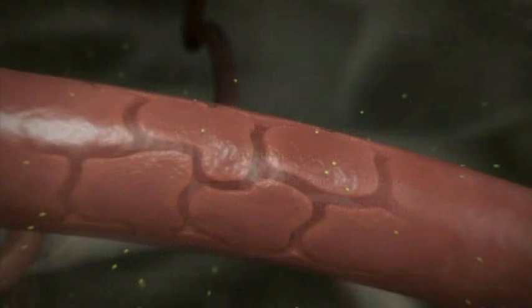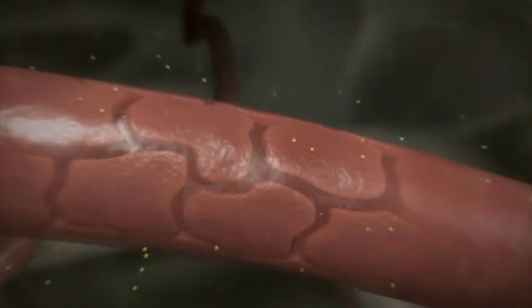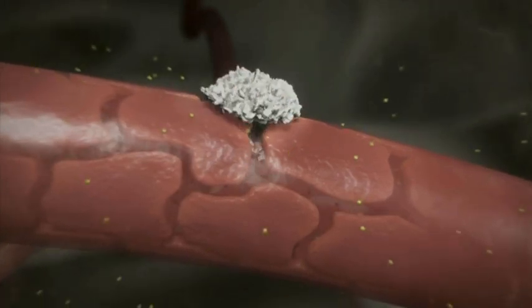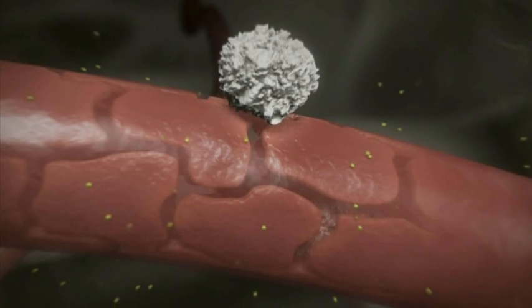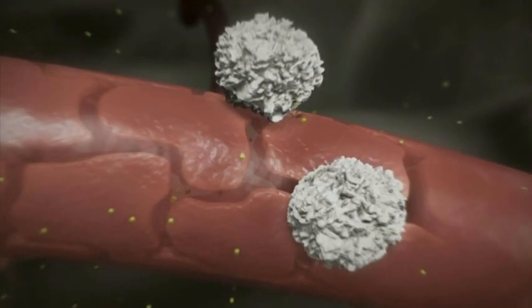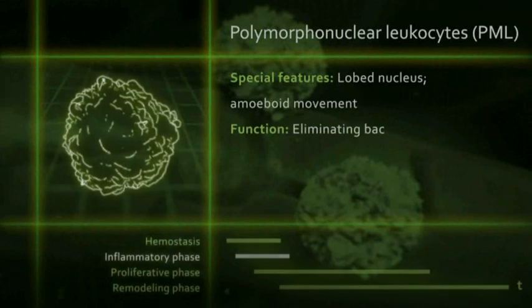On the inside of the vascular walls, endothelial cells promote the attachment of polymorphonuclear leukocytes from the bloodstream. These leukocytes, also known as PMLs, squeeze themselves through the gaps between the endothelial cells. Once they have digested the basal lamina using proteases, they are free to enter the wound.